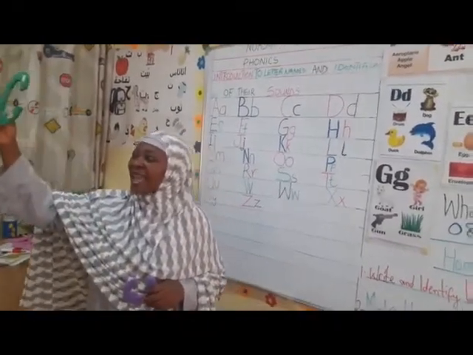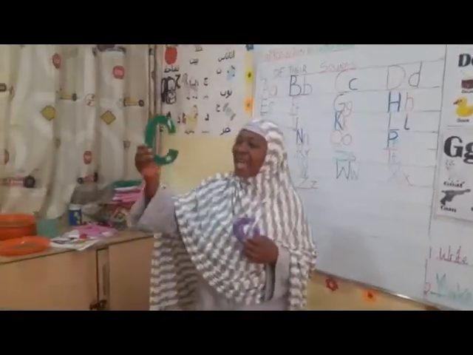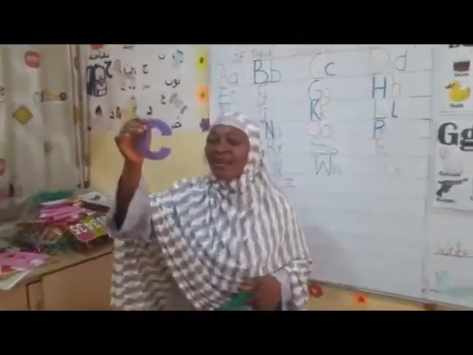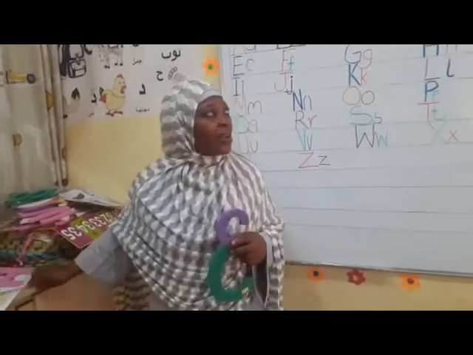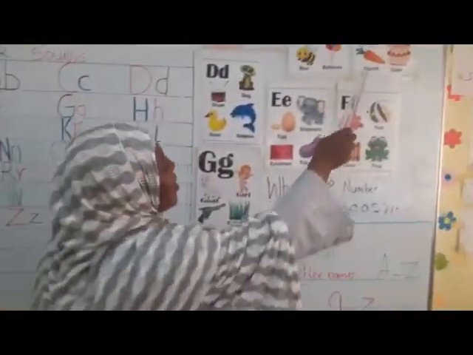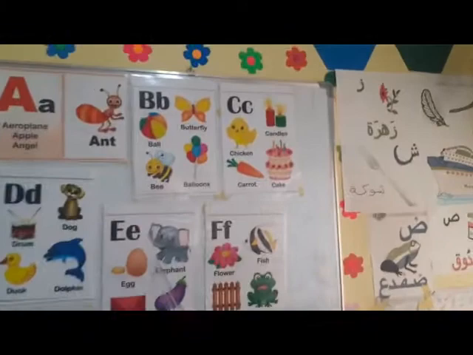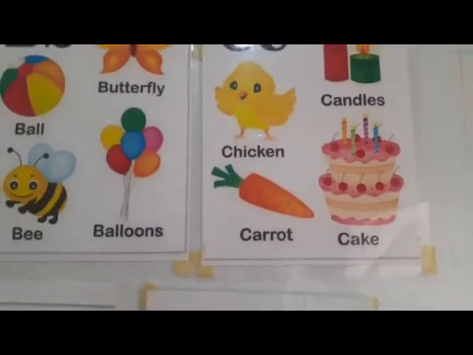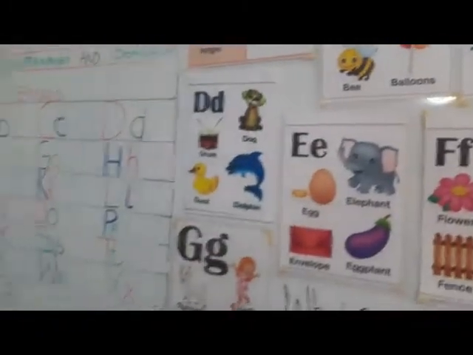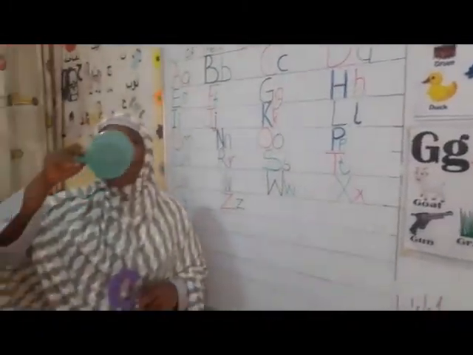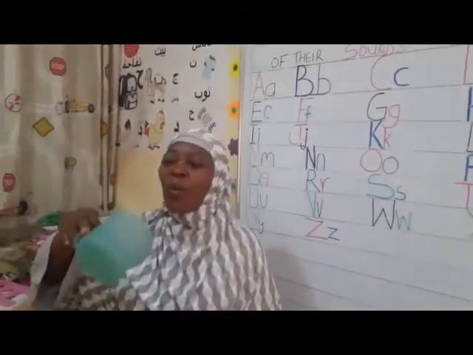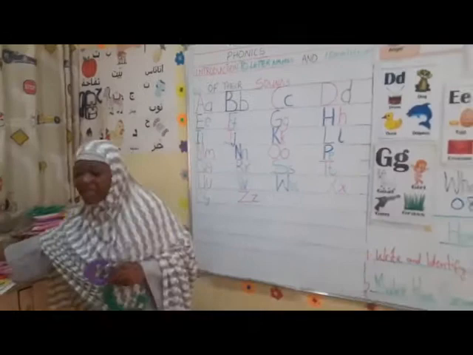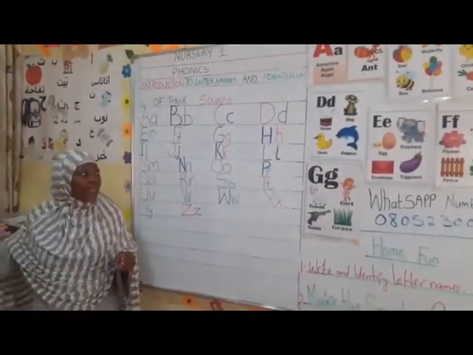Okay, can you all tell me the letter name again? This is what? Letter C. And then we come to our sounds: cake, cake, carrot, candle, candle. Okay, we have another object here. Cup for taking your water at home. Yes, you use the cup to drink water at home. Very good.